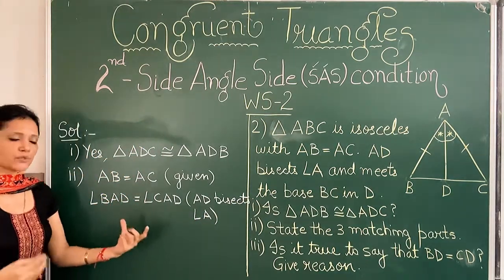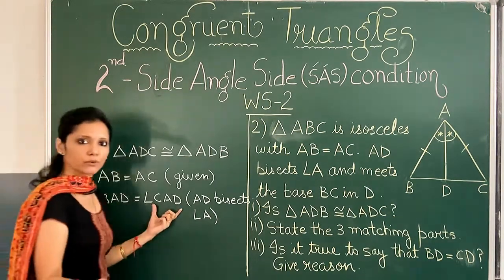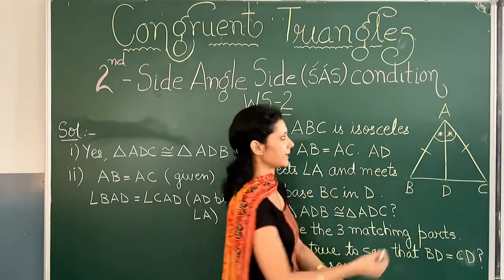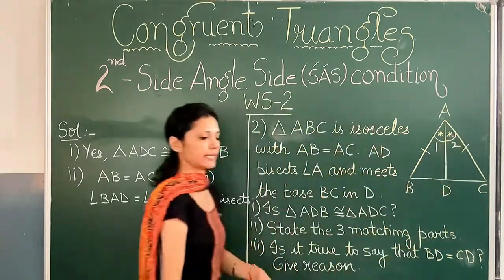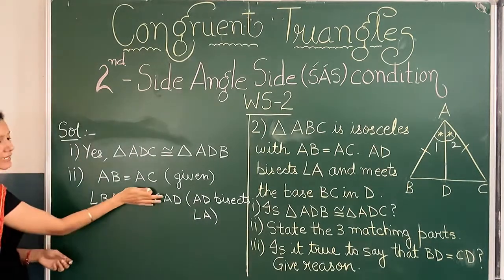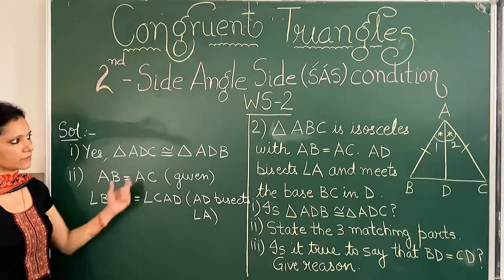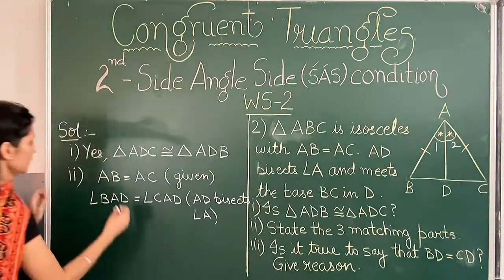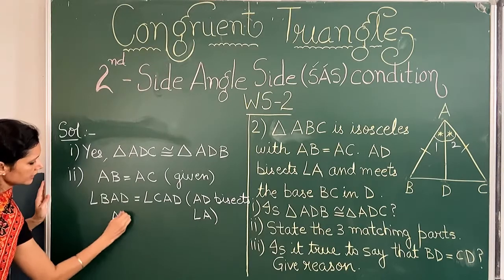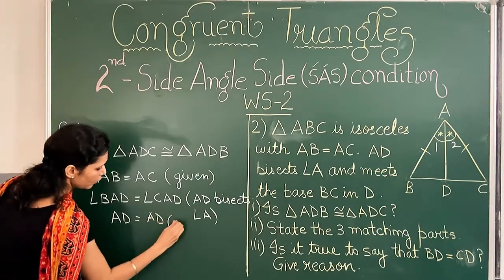So children, some children must be having a problem writing the name of the angles. So what you can do is, you can draw this diagram and mark these two angles as angle 1 and angle 2. And then you can write here, instead of writing these, you can write angle 1 is equal to angle 2. Fine. The third side would be AD. So AD is equal to AD, and the reason is common.